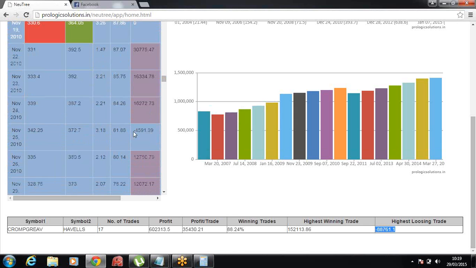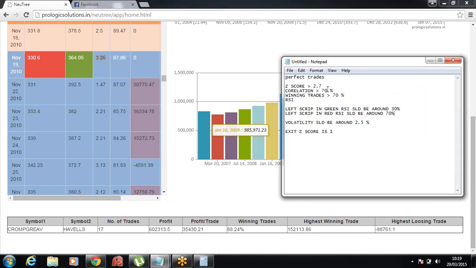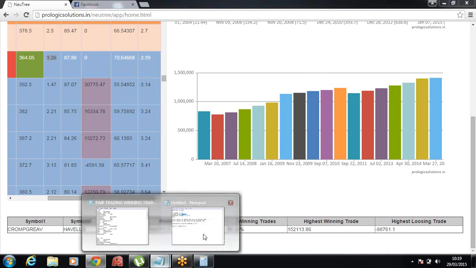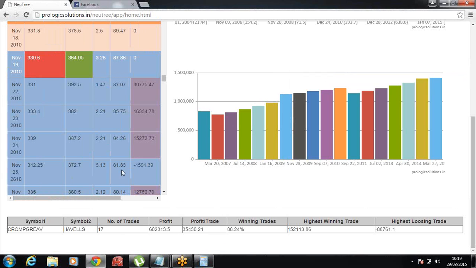So this is one good trade. We can see that Crompton short, Havells buy, 3.26 is your z-score. So your first condition is done. Your second condition is your correlation, perfect, more than 70%. Your left hand script should be around 70%. 70% you are seeing it here. I am talking about this condition. And then your volatility should be around 2.5. It's 2.39. Doesn't matter.